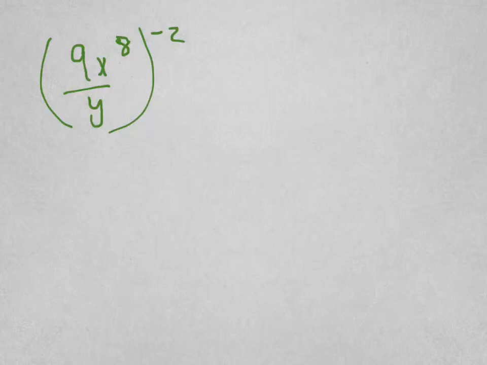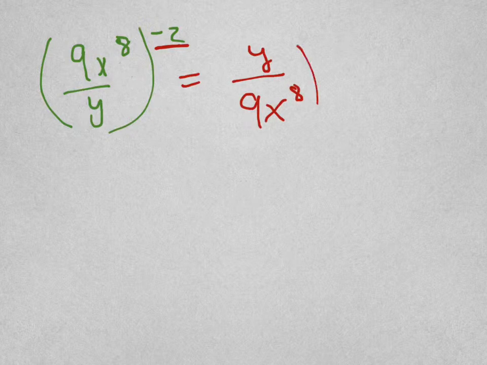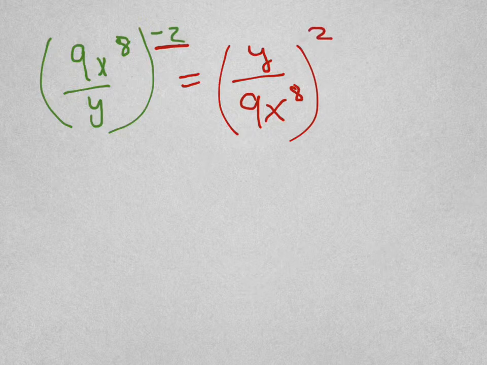Alright, so let's simplify this equation. First of all, whenever you have a negative exponent on the outside, this is a little trick that I like to use. I just flip the inside and turn it into a positive. That's legal. And now I distribute it in to everything.